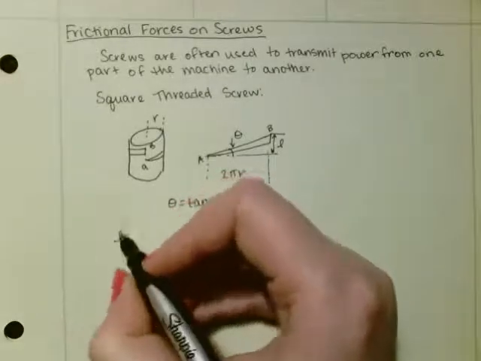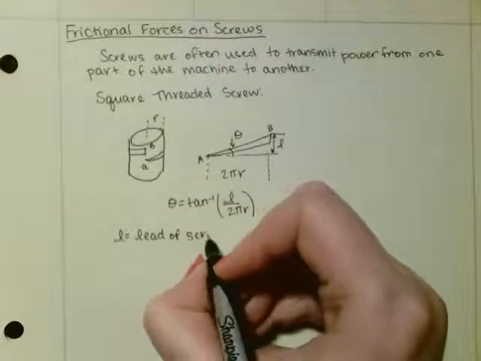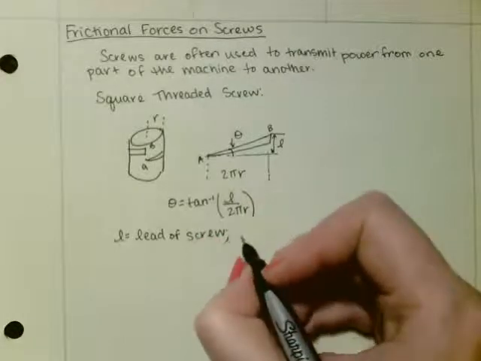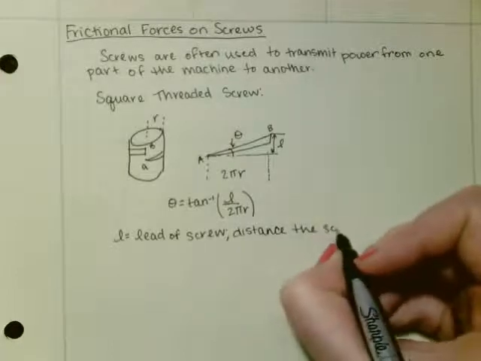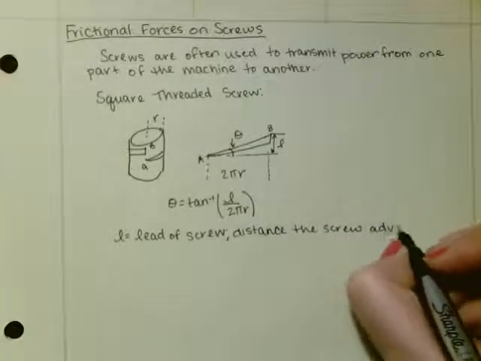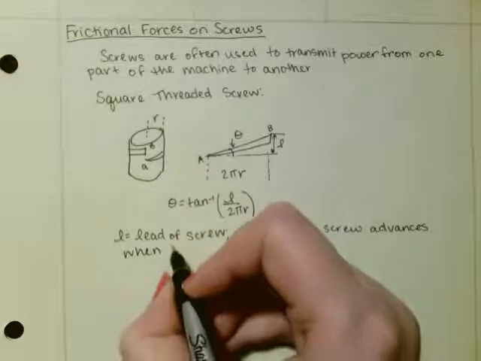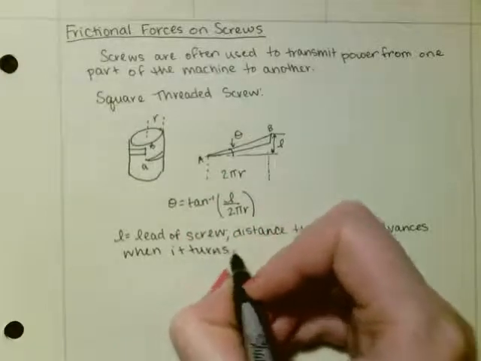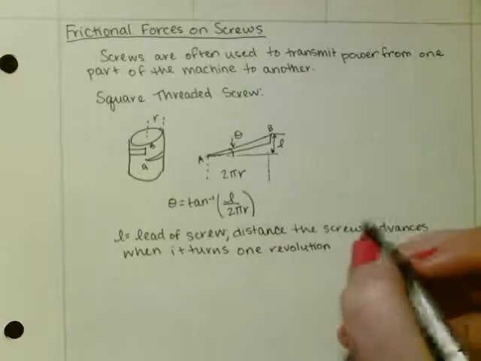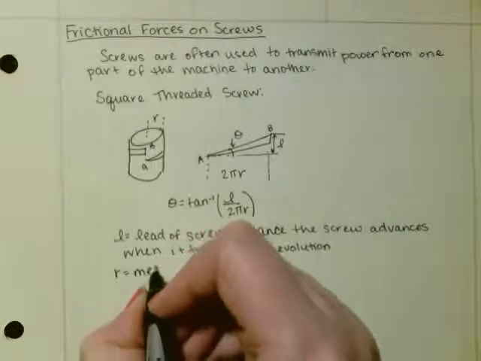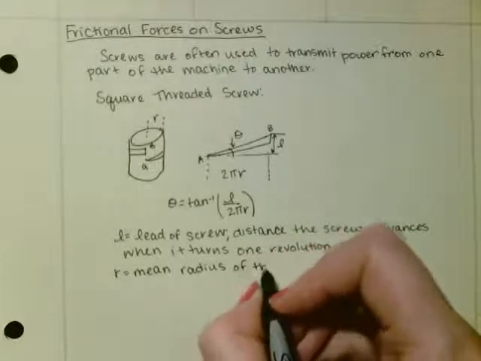So L is considered the lead of the screw, or in other words, it's the distance the screw advances when it turns 1 revolution. And r is equal to the mean radius of the thread.